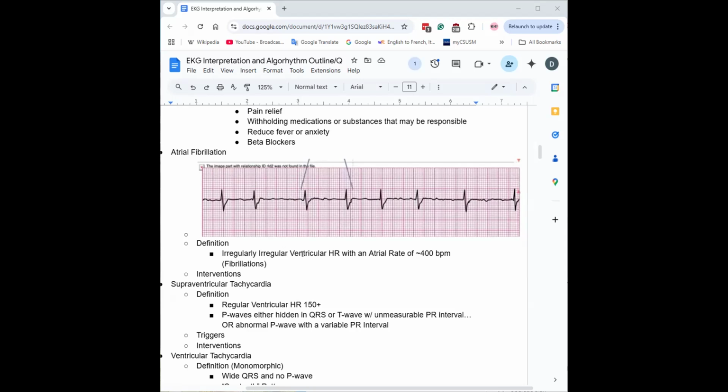irregular ventricular heart rate. So we have those QRS spikes at seemingly random times, as opposed to something else, which could be regularly irregular. So it's irregular at expected times. Here it could be irregular at wherever it decides to fire off. Technically the atrial rate is really high, but again, you can't really measure the P to P.